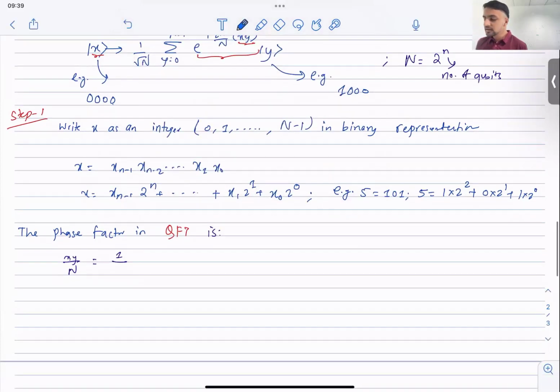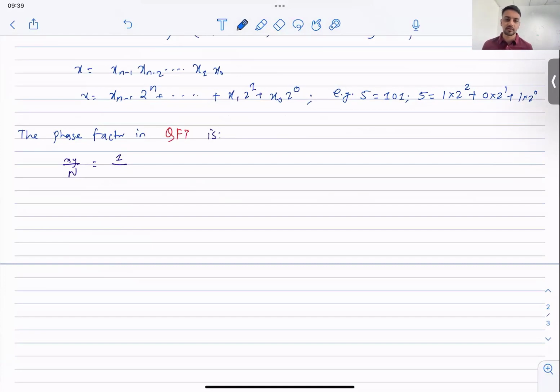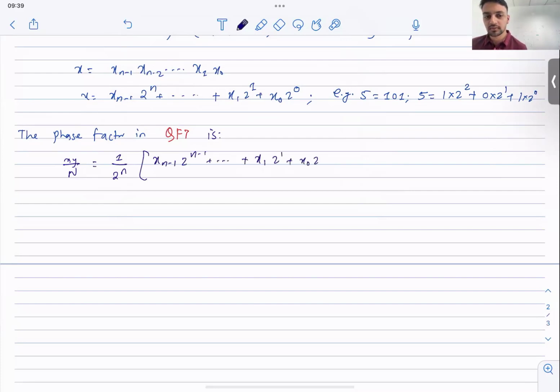In discrete Fourier transform, you don't always have 2 to the n bit strings, right? You might have a number that is different from it, but you can always tile zeros to make it of size 2 to the n, right? So this indeed does work for a general case, not just for a case where it's 2 to the n. All right, so this is defined as, let me go back to the other color, 1 over 2 to the n, x_{n-1} 2^{n-1}, ..., x1 2^1, x0 2^0.